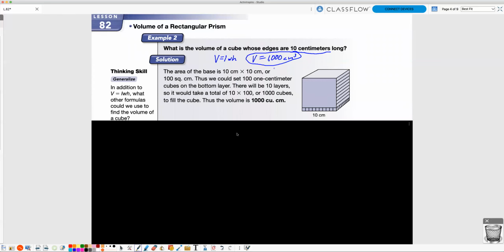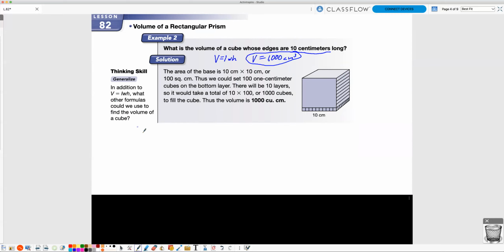So the area of the base is 10 centimeters times 10 centimeters, or 100 square centimeters. And then you would have 10 of those layers all the way to the top of that prism, and it would end up being 1,000 cubic centimeters. So in addition to volume equals length times width times height, what other formulas could we use to find the volume of a cube? You could actually say that the volume of a cube equals the edges cubed.